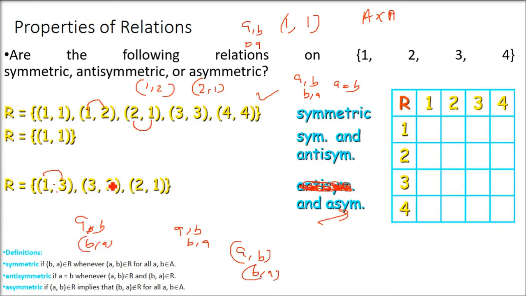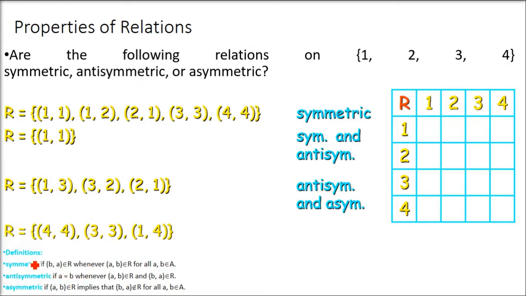If you got this, let us take one more. This is (4,4), (3,3), (1,4). Now you tell me whether it is symmetric, antisymmetric, or asymmetric. It is antisymmetric. How? As I said, for antisymmetric, if (A,B) belongs to R and (B,A) belongs to R, then A should be equal to B. So (4,4), (3,3), absolutely correct. (1,4) is there, and since (4,1) is not there, it is antisymmetric.